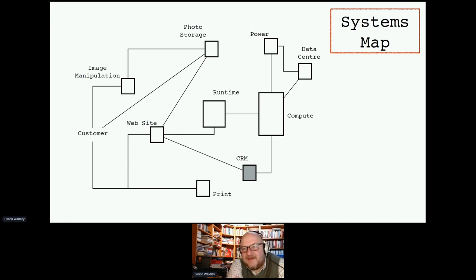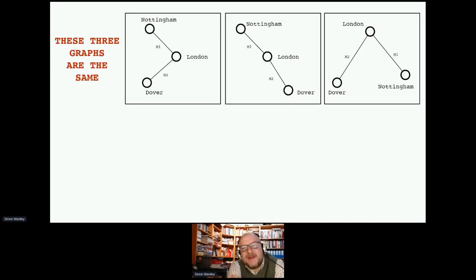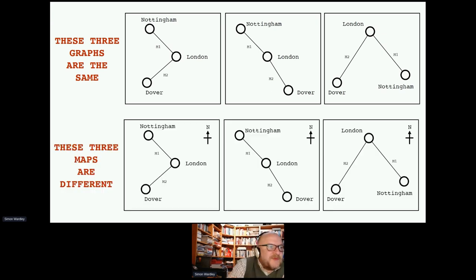In fact, everything we had in business, customer journey maps, mind maps, business process maps, all had one thing in common. None of them were actually maps. They were all graphs. Now, to understand the difference, very simply, the three images at the top are all graphs and they're all identical. They're three places in the UK connected by two roads. The three images at the bottom are all maps and they're completely different.